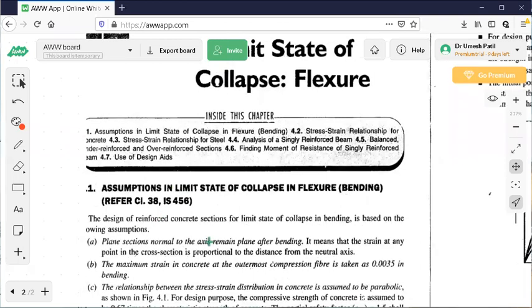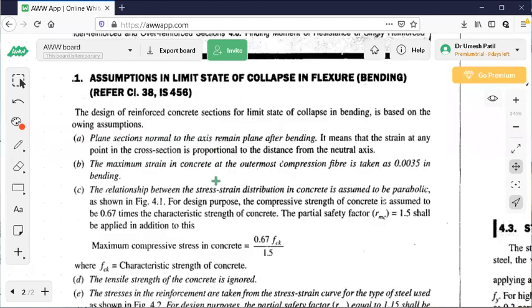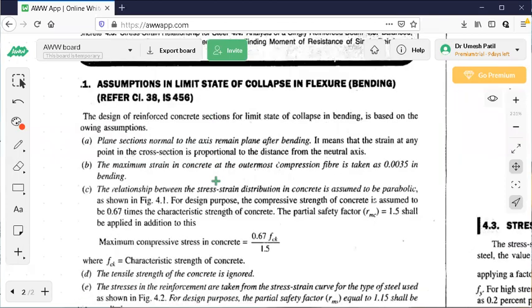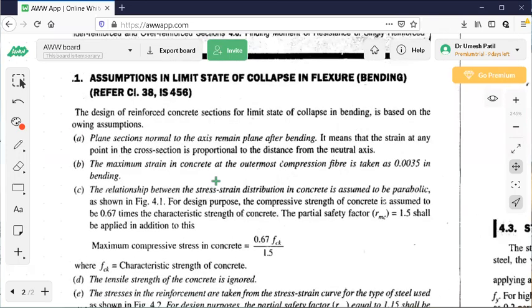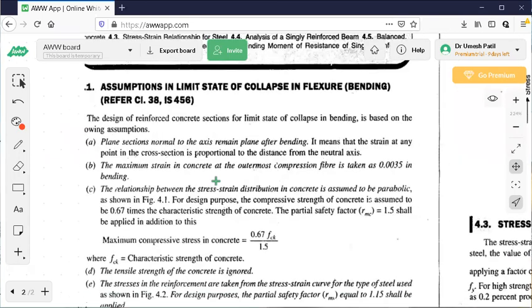But what happens in case of RCC is, first of all, it is not a homogeneous member. Second, there are two different materials involved, and each material has its own modulus of elasticity. The properties are different. Concrete is brittle, steel is ductile. I think you know this basics. Because of these things, I cannot directly use the laws of strength of materials.